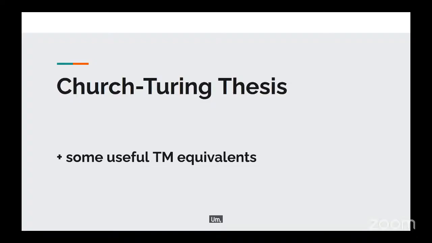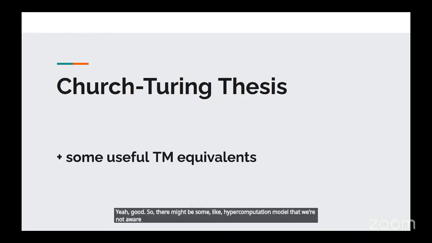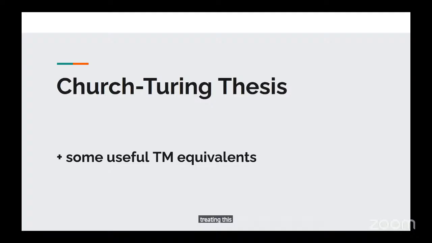The Church-Turing thesis, anyone remember what that was? Yeah, good. Any reasonable model of computation, yep, exactly. What does reasonable mean? Just any of the algorithms we use today. Good. So there might be some hyper-computation model that we're not aware of yet. No one has proved that it doesn't exist. But I think for most cases, we're fine with treating this as if it is fact.